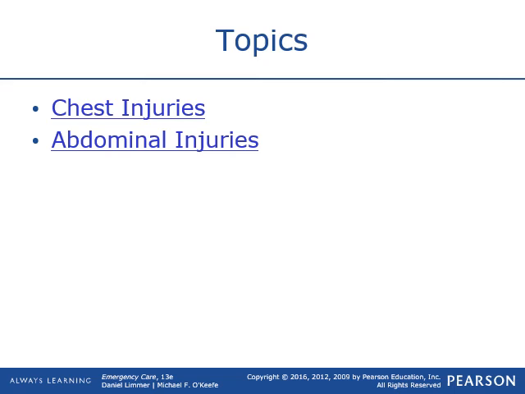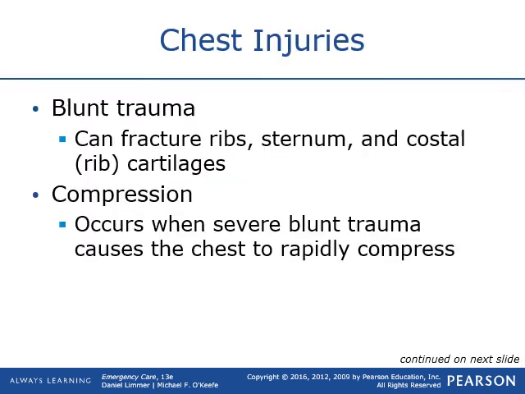Obviously, covering chest and abdominal injuries, so we'll start with the chest. So blunt trauma, as we've covered before, it's just a blunt force. It can fracture ribs, the sternum, and the costal rib cartilages. Compression occurs when severe blunt trauma causes the chest to rapidly compress.